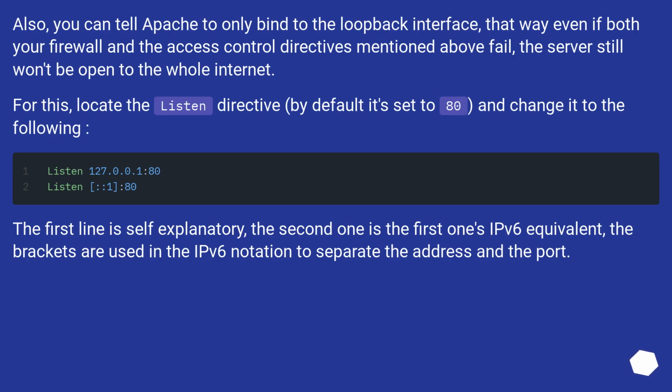Also, you can tell Apache to only bind to the loopback interface, that way even if both your firewall and the access control directives mentioned above fail, the server still won't be open to the whole internet. For this, locate the Listen directive, by default it's set to 80, and change it to the following. The first line is self-explanatory, the second one is the first one's IPv6 equivalent, the brackets are used in the IPv6 notation to separate the address and the port.